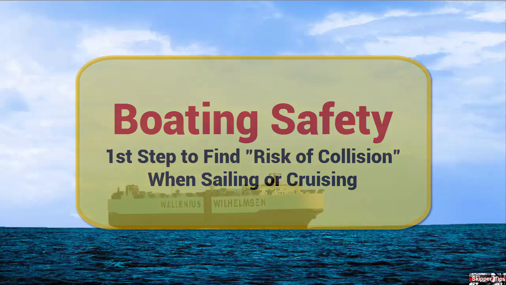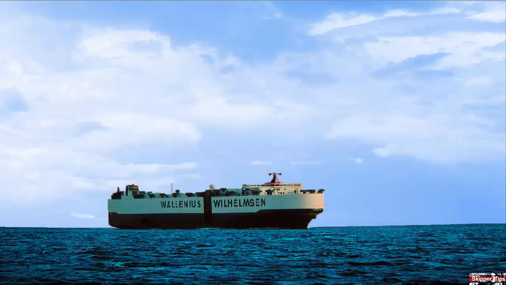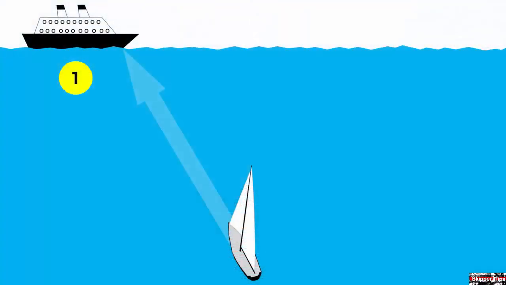When you first sight a ship on the horizon, you want to determine the risk of collision. Now there's several ways you can do this, and the navigation rules require that you use all available means. Today I'm going to show you how to use visual bearings, and you can use a hand bearing compass or the steering compass. Pick a fixed point along the bow or on the superstructure.